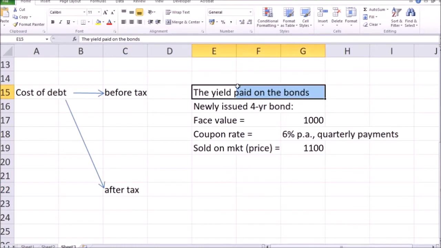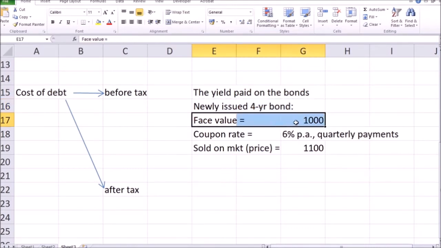That's basically the yield, the return that the company pays to the bondholders. So let's have a look at this example. Let's say we have newly issued bonds which are maturing in 4 years. And the face value of the bonds is, let's say, $1,000. Let's say the company for some reason chose a coupon rate of 6% per year.